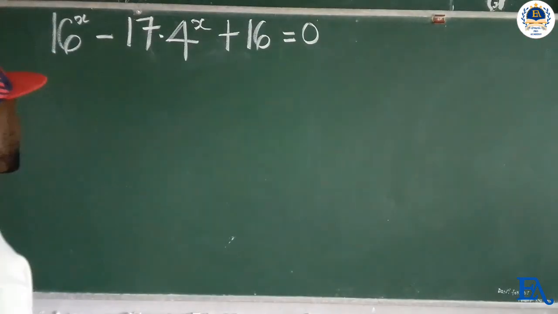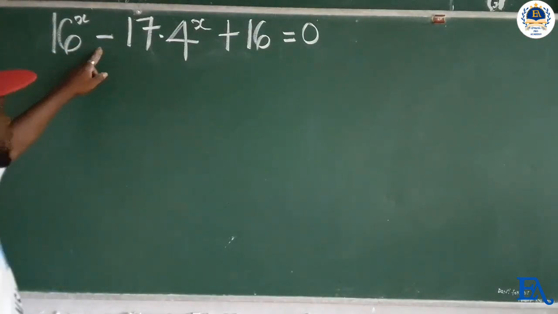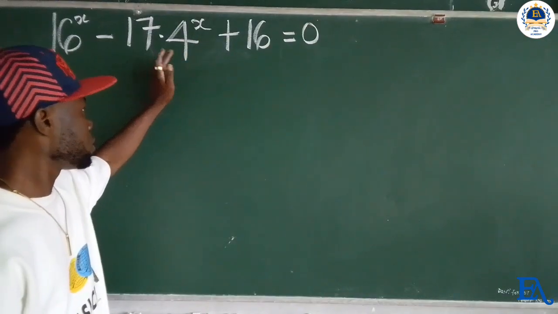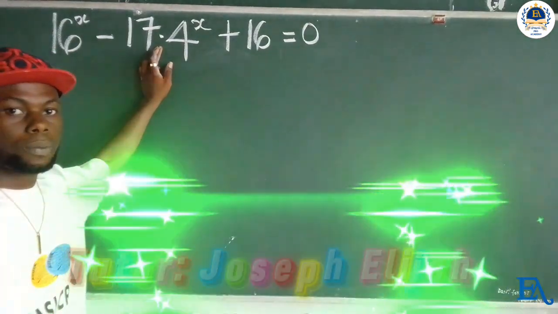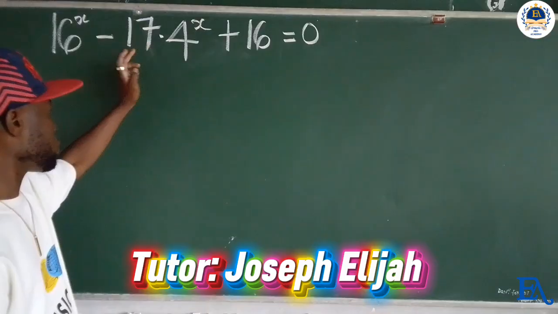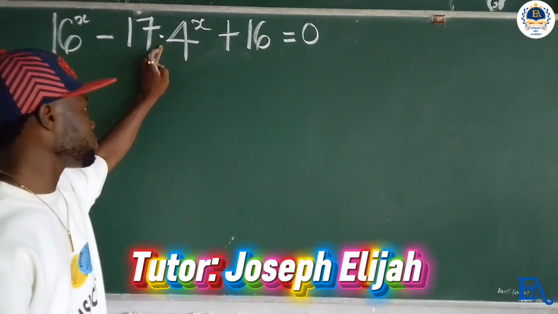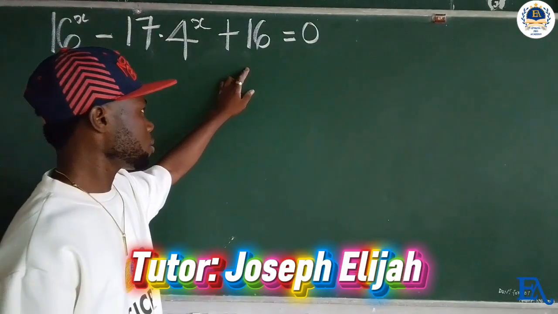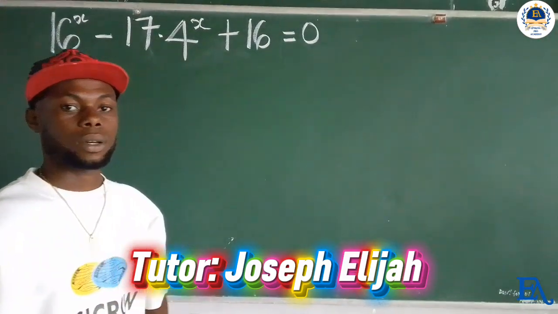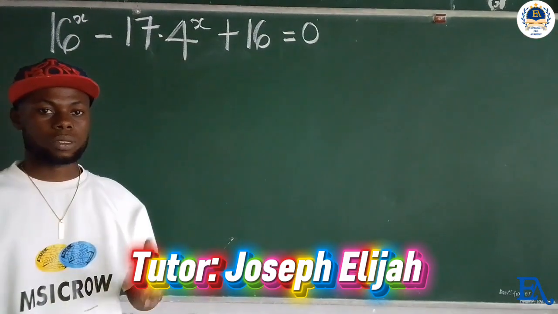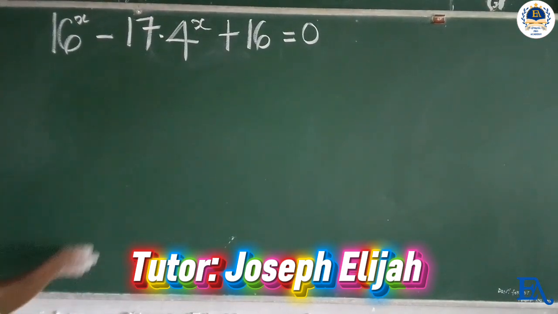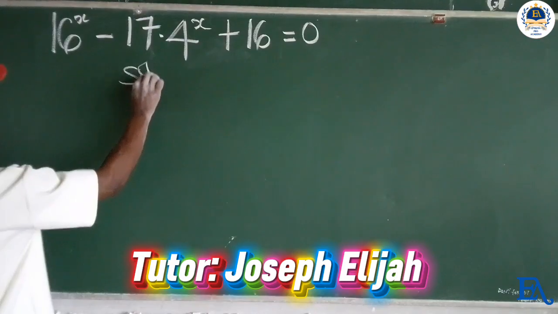Let's consider the question on the board. The question says 16 raised to the power of x minus 17 dot 4 raised to the power of x. This dot is also a sign for multiplication. So we could also read this as 17 times 4 raised to the power of x plus 16 is equal to 0. How do we solve this? It's very simple.